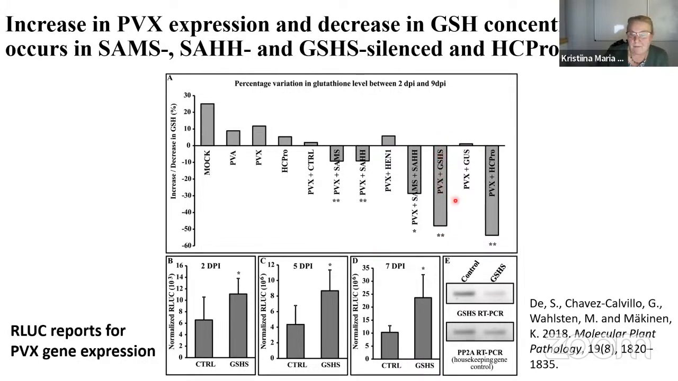Similarly, if we have PVX and HC-Pro expressed, not the potyvirus infection but only this RNA silencing suppressor, then we have a large reduction in the reduced glutathione. At the same time, when we have this reduction in glutathione, we also see that the PVX gene expression is again upregulated.